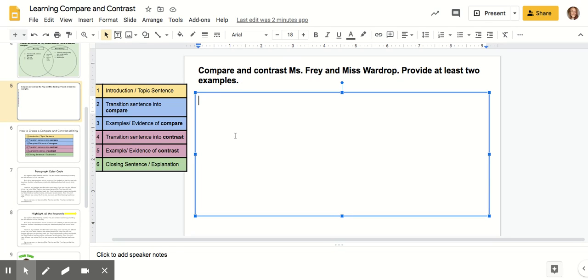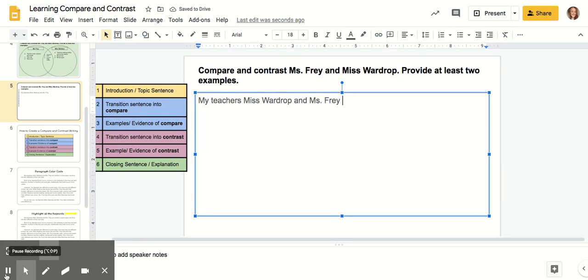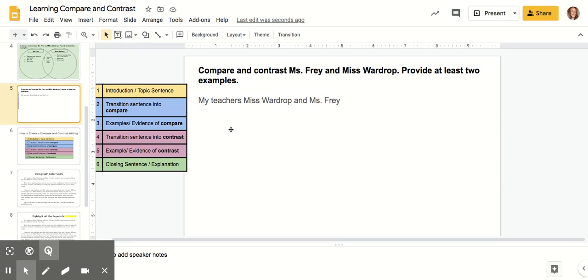So I'm going to start by saying my teachers. So I have who I'm talking about, okay? It's very important: Miss Fry and Miss Wardrop. I can't just say my teachers because you also have your PE teacher, your music teacher, all those different teachers, so you have to be specific on who you're talking about. Now I can't just say my teachers, Miss Wardrop and Miss Fry, compare and contrast.